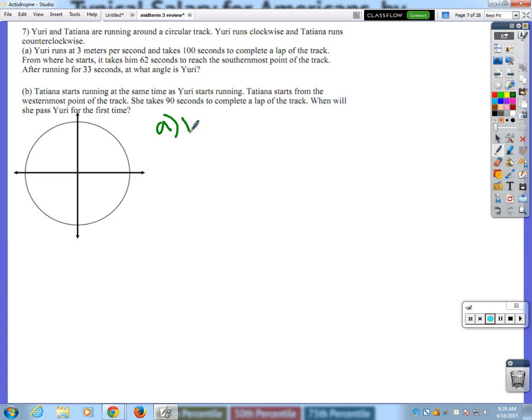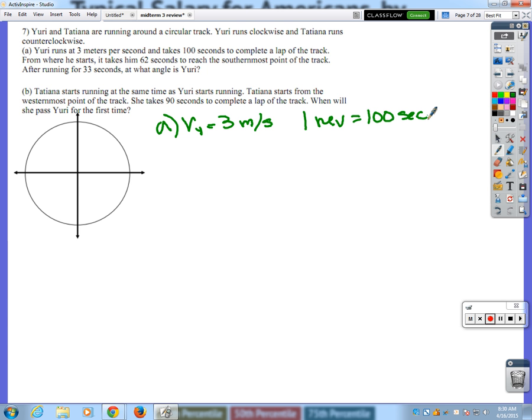Linear velocity, so we know it's 3 meters per second. It takes 100 seconds to complete a lap of the track, so what is that? One revolution equals 100 seconds, so we could get a revolution per second or a revolution per minute if we wanted to. From where he starts, it takes him 62 seconds to reach the southernmost point of the track.